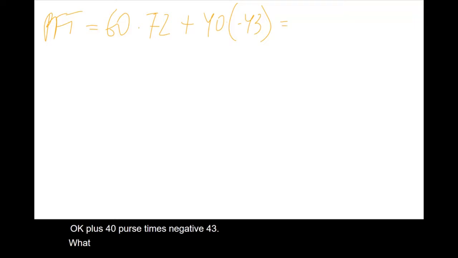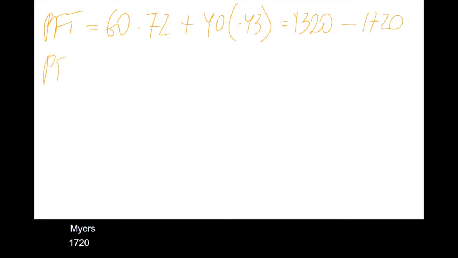What do I have? 4320 minus 1720. So profit is 2600. Okay, any questions?